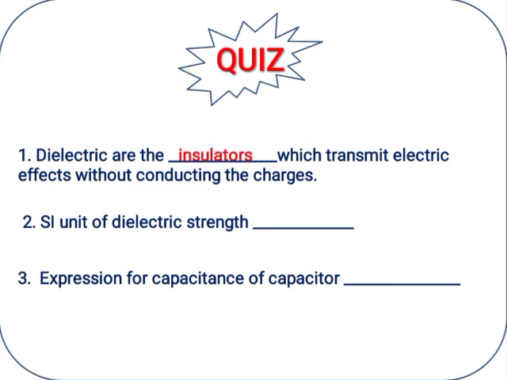First answer: insulators. Second one: volt per meter or Newton per coulomb. Third one: C is equal to Q by V.